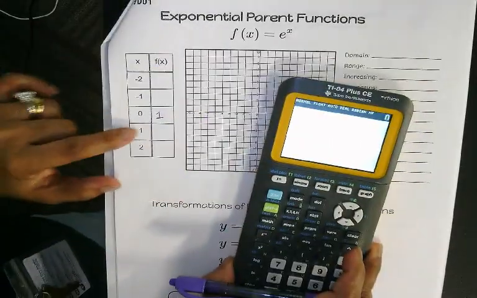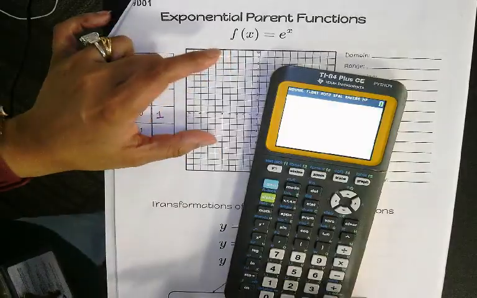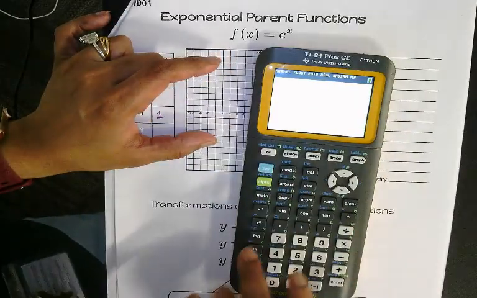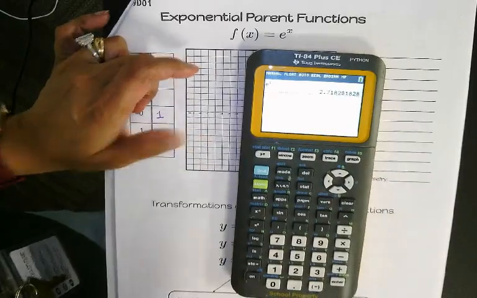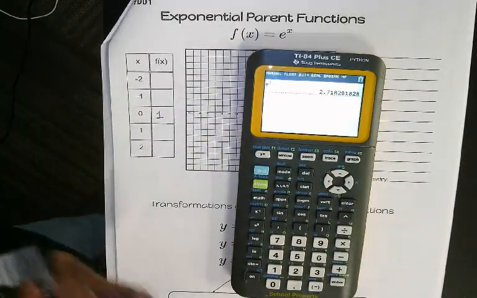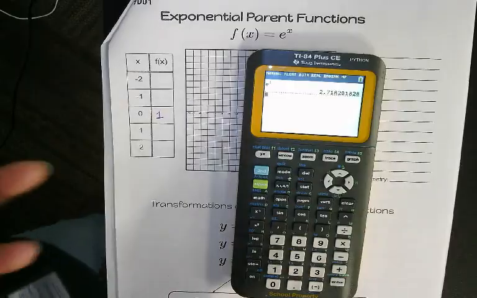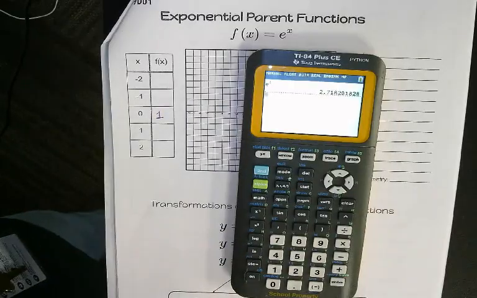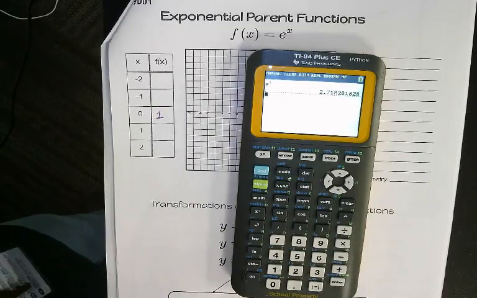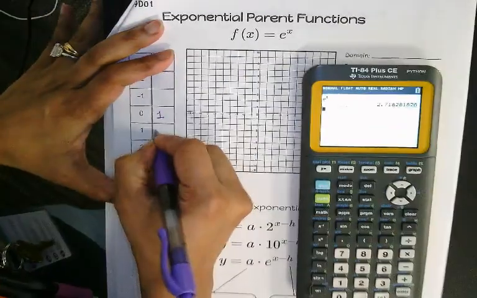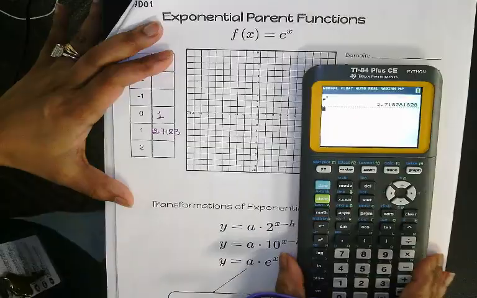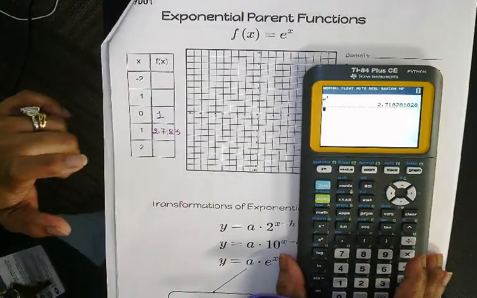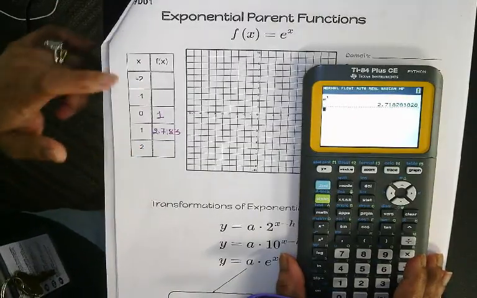So we're going to find the values for e to the power 1. Go to second ln and then type 1. Hit enter. It's going to give you the e to the power 1 value, which is the value for e technically. So it's 2.7183. Find the value for e squared, e to the power negative 1, e to the power negative 2.